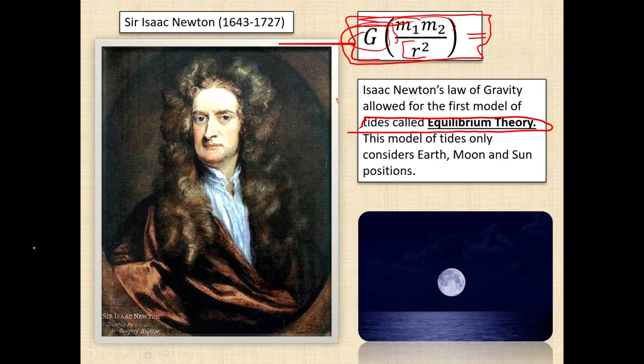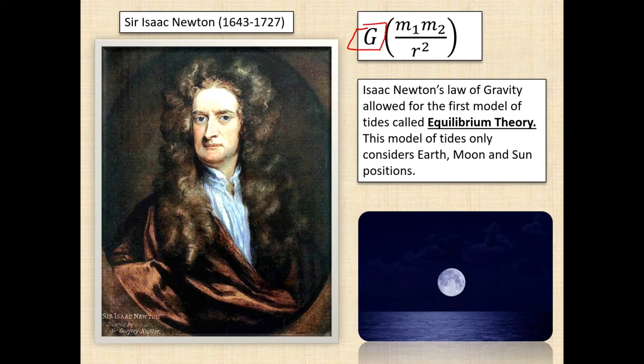Now this G, let me get rid of some of the ink on the slides here. Just give me a second. Okay, so the gravitational force is equal to this big G. Big G is just a number, okay? It's simply a number. It's a basic universal constant. It's a constant of the universe, right? It was set before the beginning of time, okay?